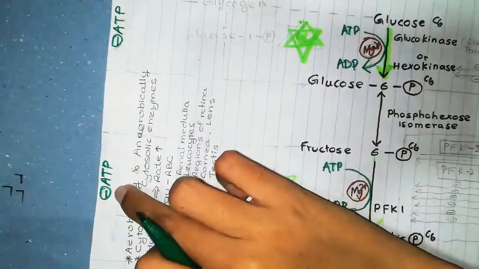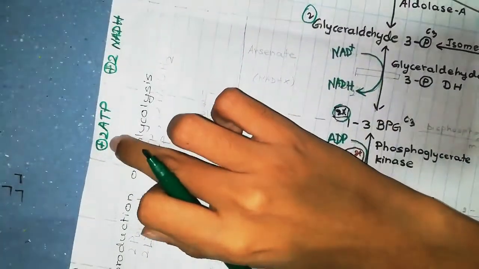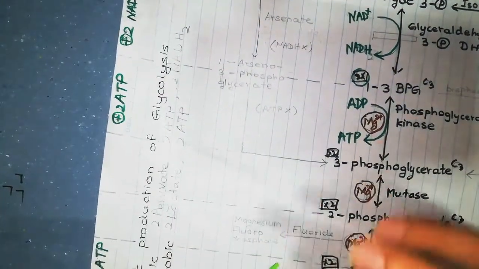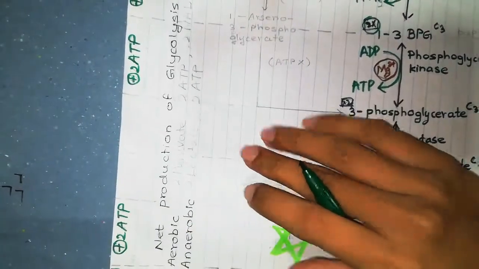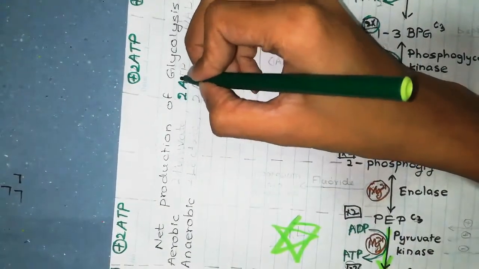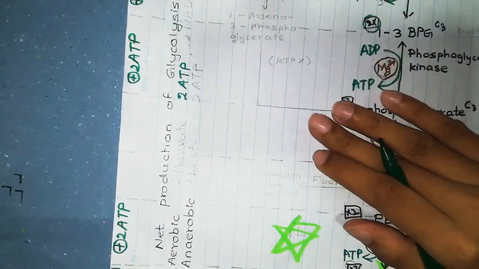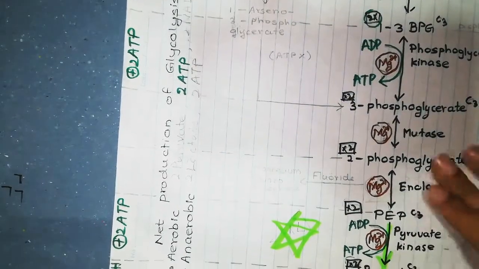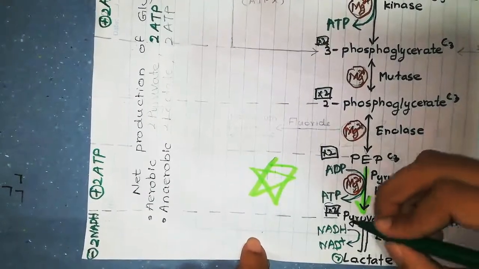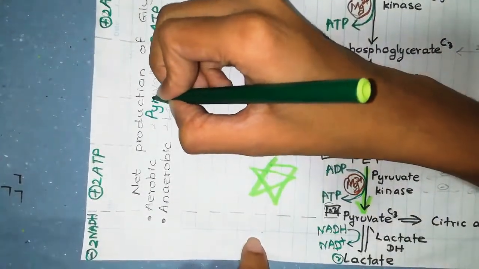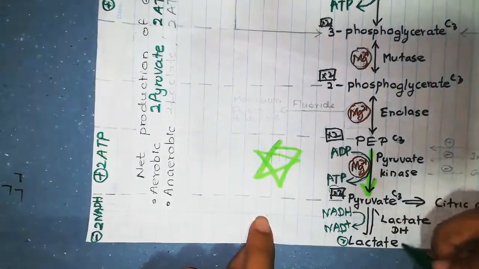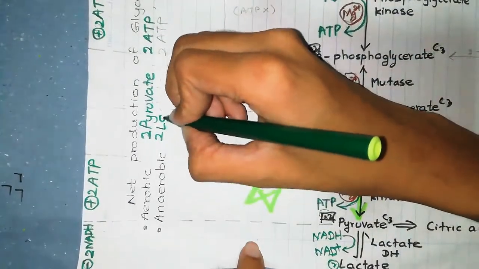So let's calculate. Here you can minus 1 ATP. So there's 2 ATP and 2 ATP. So in aerobic conditions, we can put 2 ATPs are produced. Net production. Okay. And then the product of aerobic condition is pyruvate, 2 pyruvate, and anaerobic condition is lactate, 2 lactate.